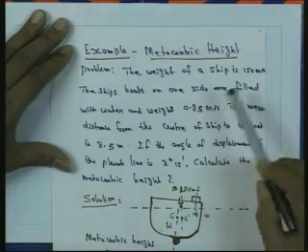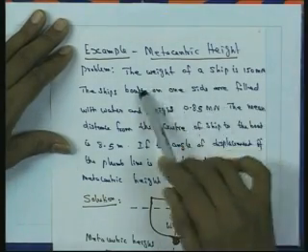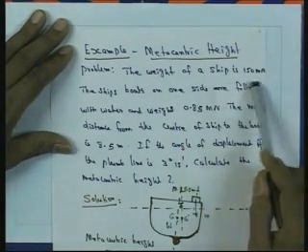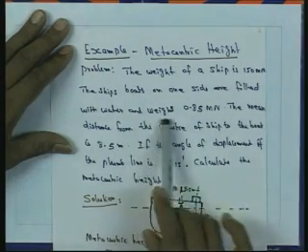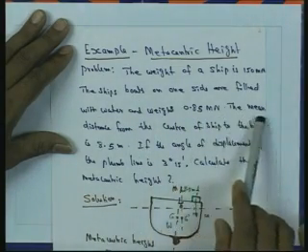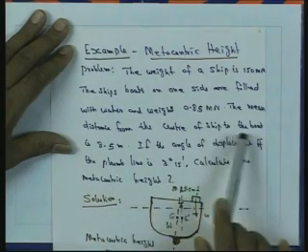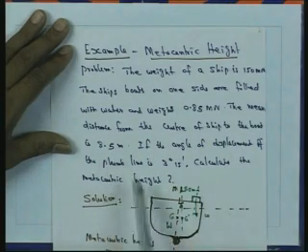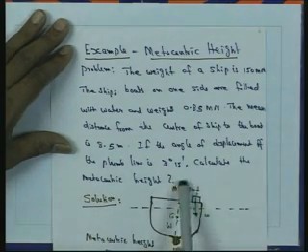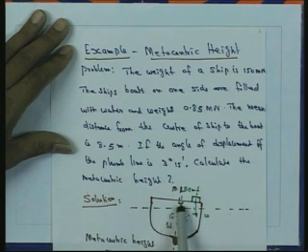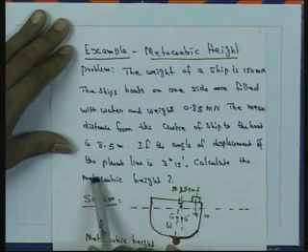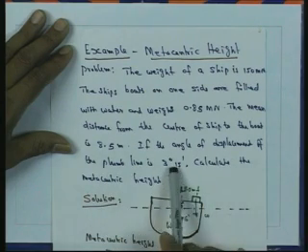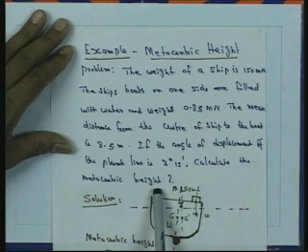The problem is: the weight of a ship is 115 Newton. The ship's boats on one side are filled with water and weigh 0.85 Newton. The mean distance from the center of the ship to the boat is 8.5 meter. That means this distance from the center of the ship to this boat placed here is 8.5 meter. If the angle of displacement of the plumb line theta is 3 degree 15 minutes, calculate the metacentric height.